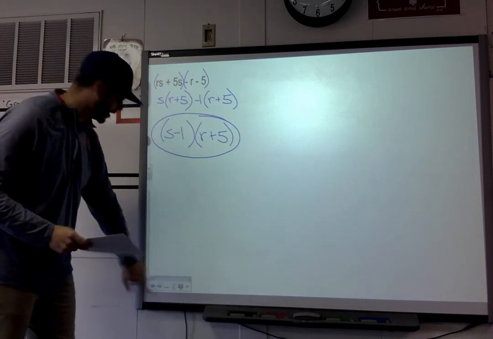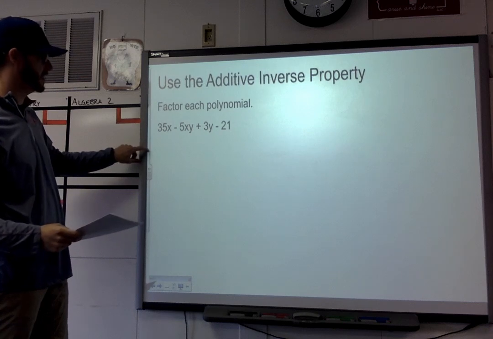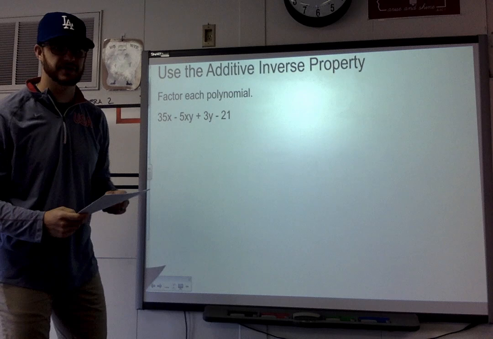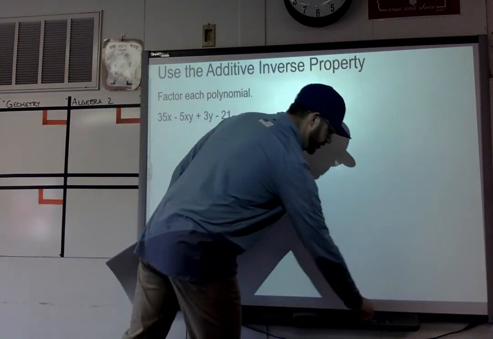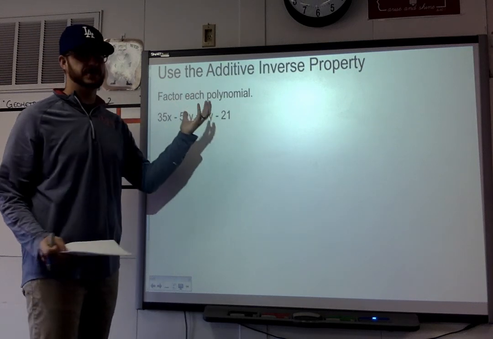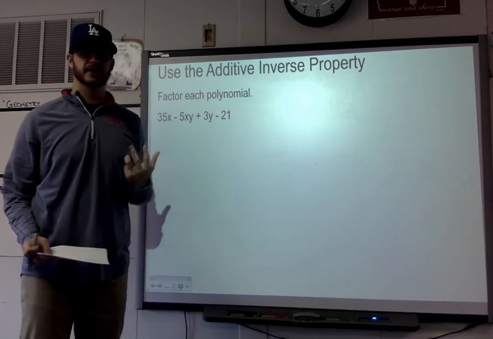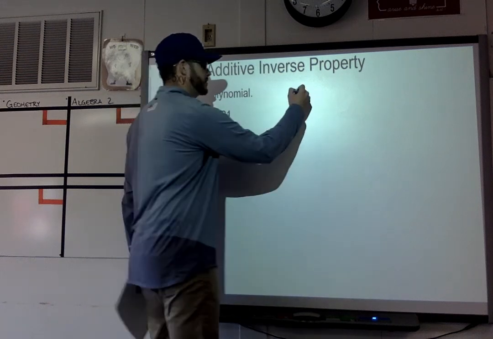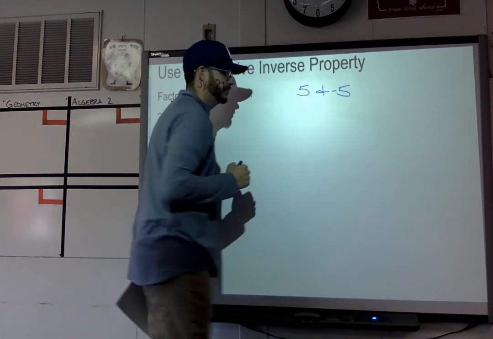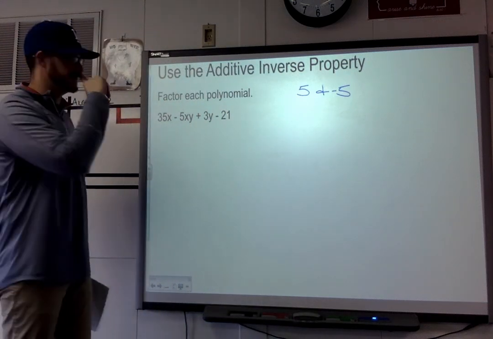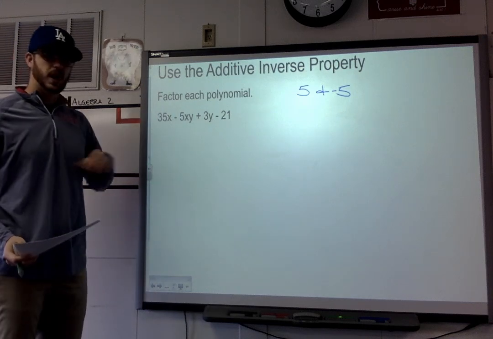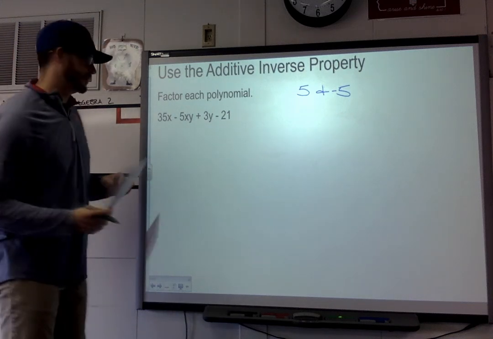So here, I'm going to go over one more special kind of situation, which is when we need to use the additive inverse property. If you remember, additive inverses are two numbers that when you add them together will equal 0. So like 5 and negative 5 would be additive inverses. So here, I'll show you when we would need to use the additive inverse property.